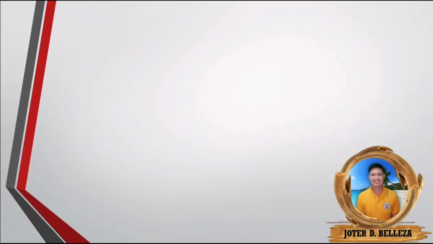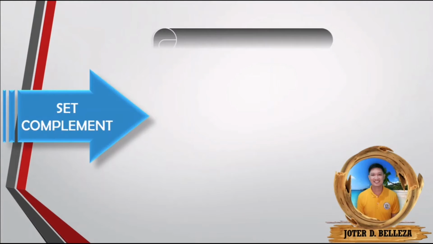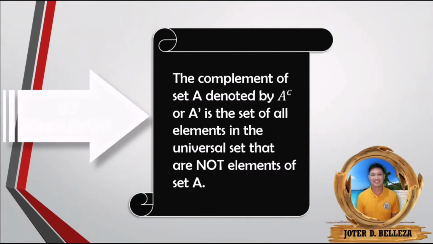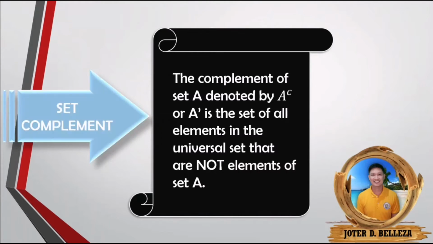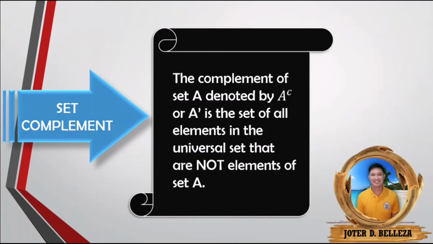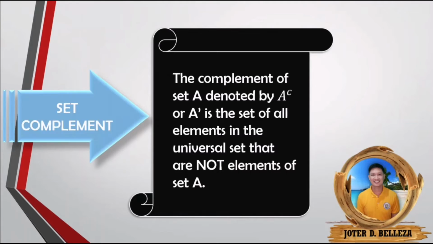Okay, so the next set operation that we're going to discuss is the set complement. What does it mean? Here's the definition. The complement of set A, denoted by A raised to C or A prime, is a set of all elements in the universal set that are not elements of A. In simple terms, if you have a set and a universal set, whatever the elements of the universal set that are not found in the given set, those elements make up the complement of the given set.